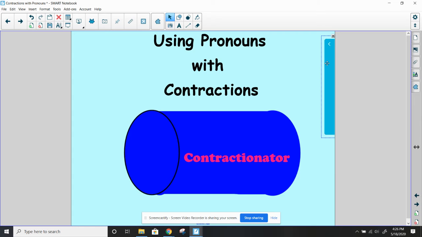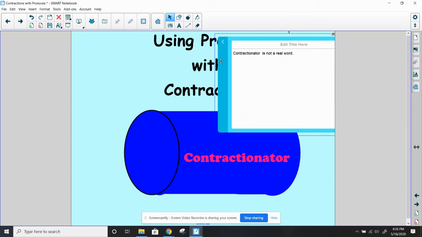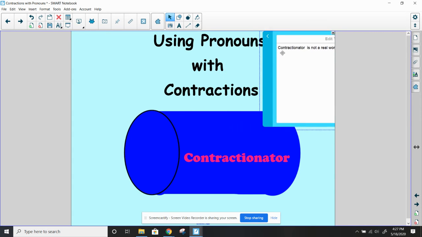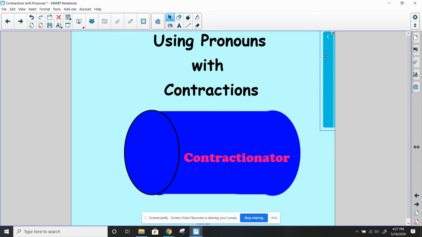Now, here's a little disclaimer. Contractionator is not a real word. It's a made up word. I didn't make it up. Somebody else made it up. I have to give them credit. So here are some examples.